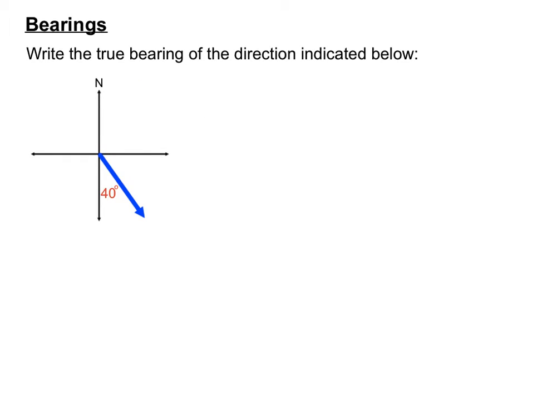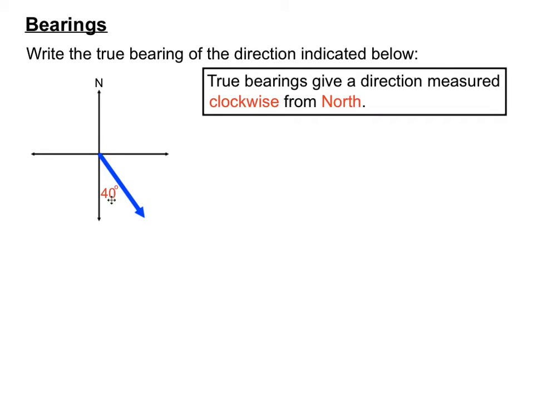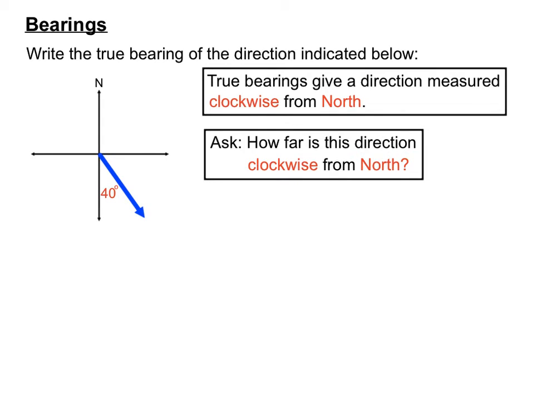Okay, here's another direction. They want the true bearing of the blue again here. We've got 40 degrees indicated here, but that's not our bearing because true bearings, once again, have to be measured clockwise and going from north as our 0 line, really. So we ask again, how far is this direction, the blue direction, clockwise around from north? Now if we go where we've done there on the red, how far around to there? Well, that would be 90 degrees so far.